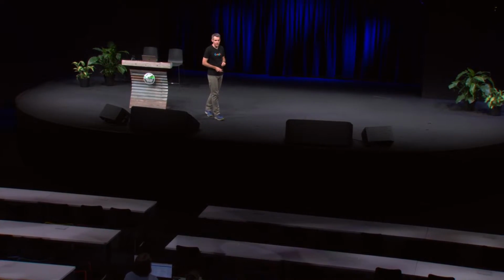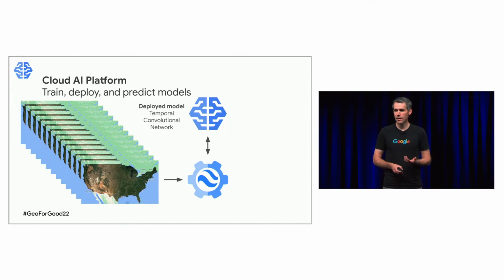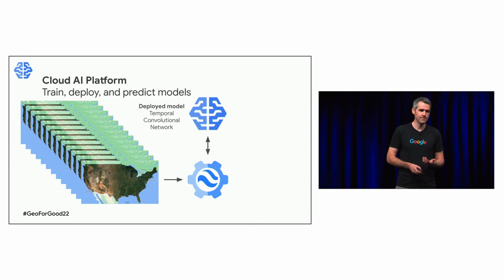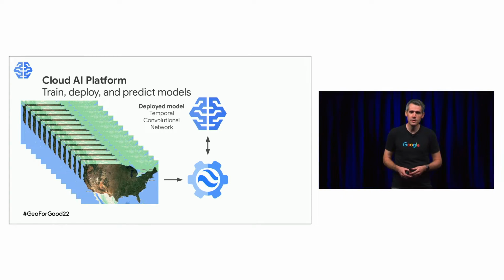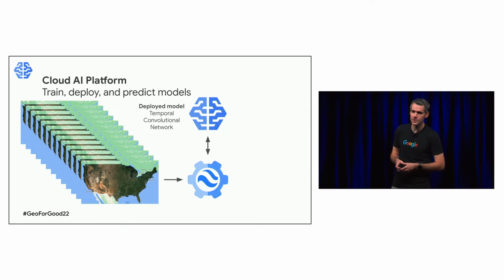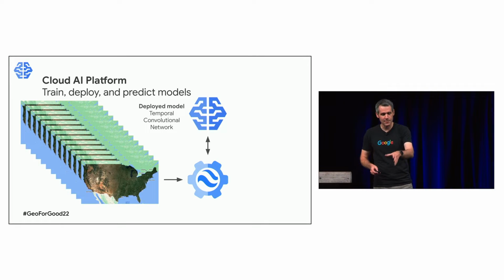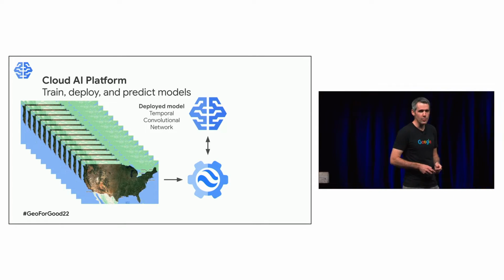And so what we did is we were able to train a temporal convolutional network, which is just a fancy way of saying a one-dimensional convolution, on the training data set we had. We were able to train that, and then we deployed that model within the AI platform. And the beauty here is we could then use Earth Engine to send prediction requests to the AI platform, and the AI platform would send the responses back to Earth Engine, and you could save those predictions as an Earth Engine asset.